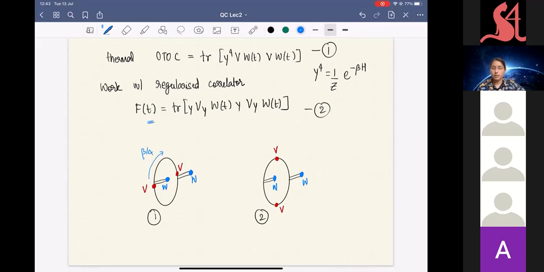Shubham has a question. Why was regularization required? Because of near distance singularities? Yes.